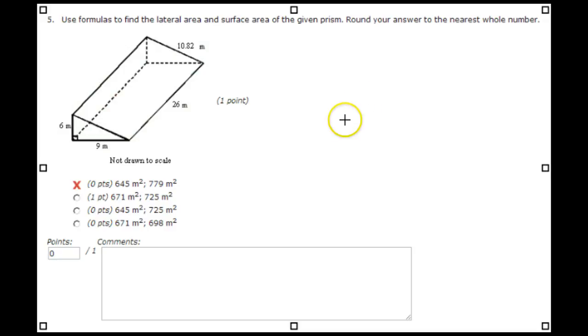Okay, so here we are back at the problem. We have the parallel bases, in this case they happen to be triangles. So when we do the lateral area, we don't want to include the area of those two triangles. We want to include the area of this top rectangle, the side rectangle, and the bottom rectangle. So for the lateral area, we're going to start by taking this top rectangle, which is 10.82 times 26.